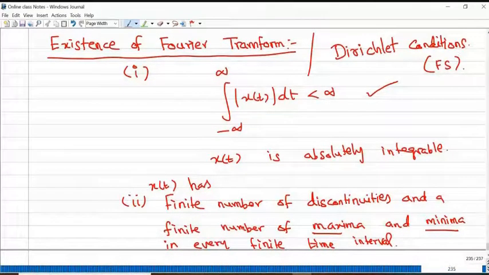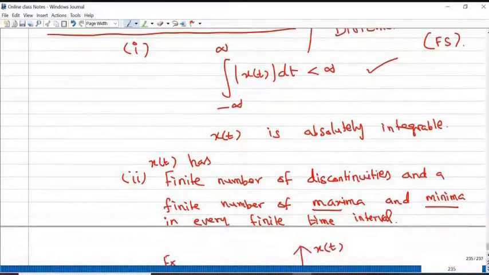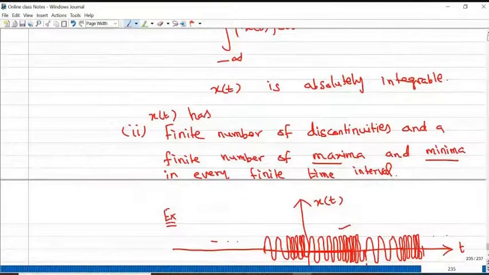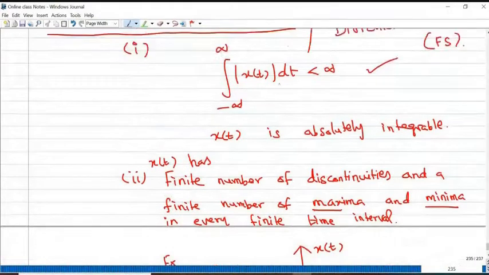Direct conditions are existence of Fourier series, existence of Fourier transform. So these are the three concepts. First one, integration of x of t should be less than infinite, or x of t is absolutely integrable. Otherwise, x of t signal should be a stable signal. That's it. If the signal is stable, then only we can go with Fourier series and Fourier transform.